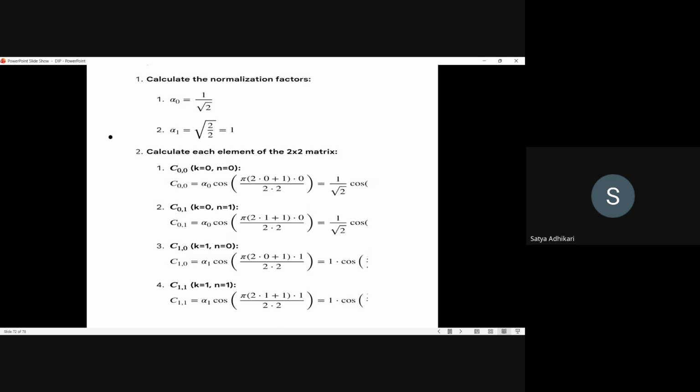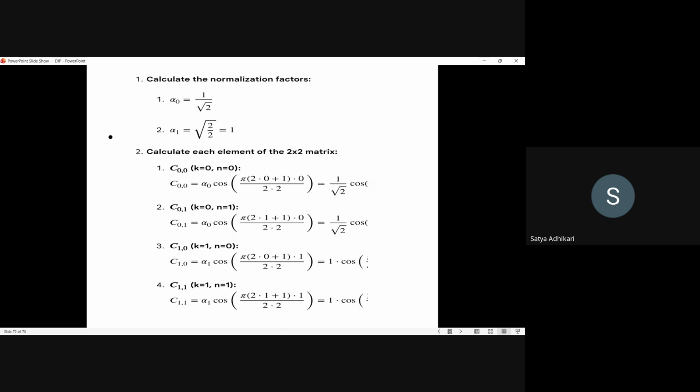As it is a 2 cross 2 matrix, the possible k values are 0 and 1. So we calculated alpha_0 and alpha_1. For other sizes, we can calculate alpha_2 and so on. Here we have only alpha_0 and alpha_1 because it is a 2 cross 2 matrix. So k values go from 0 to N minus 1, that is 0 to 1. Then calculate each element of the 2 cross 2 matrix.